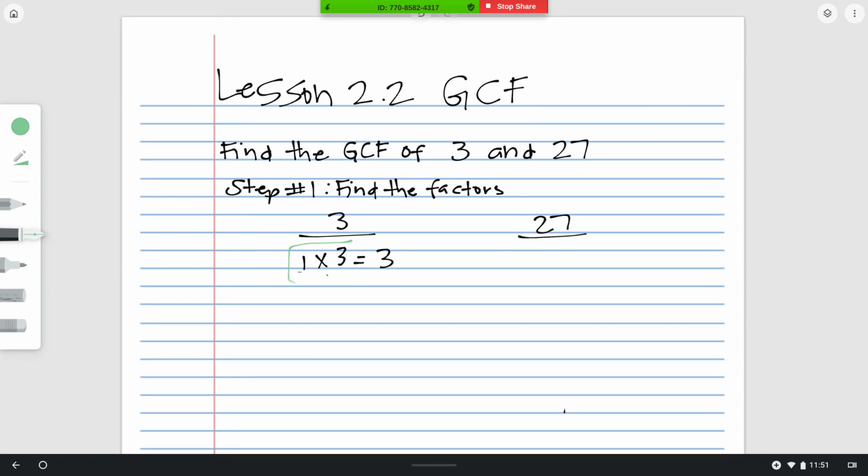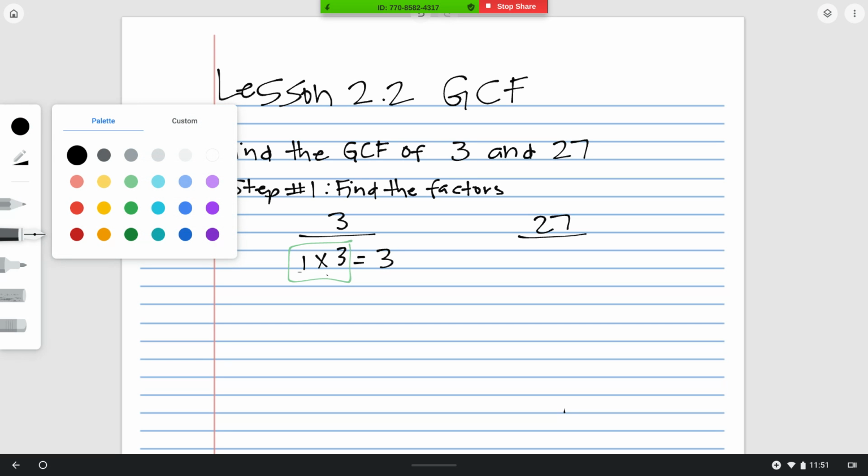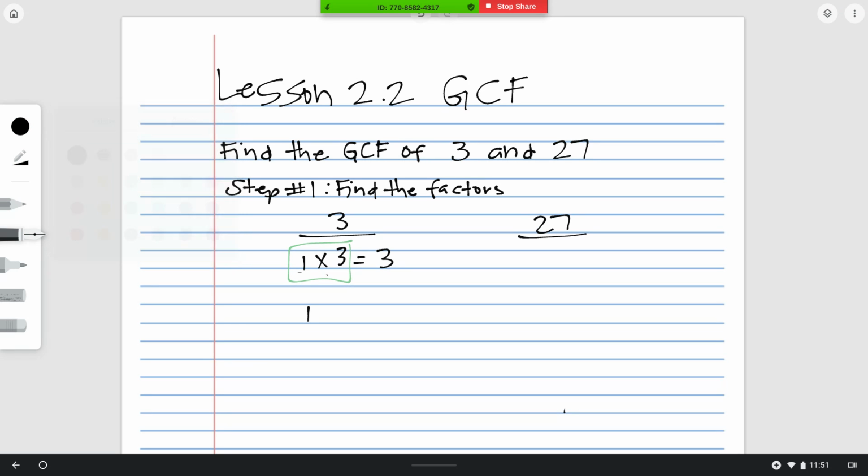So in green, here are my factors. I'm going to list them now. So factors of 3 are 1 and 3. I'm going to list them right below. Probably should have written factors. Let me do that. Factors of 3 are 1 and 3. Probably can write it below.